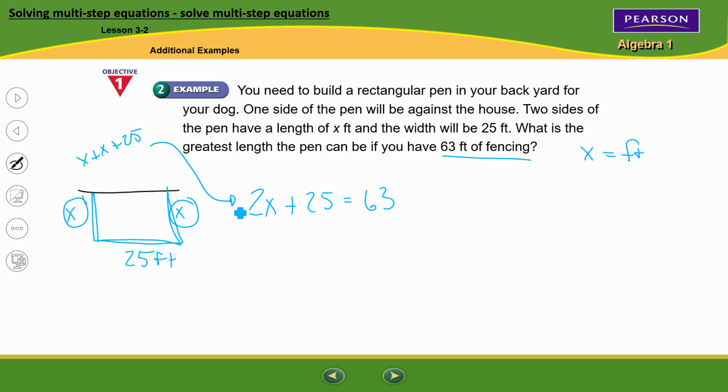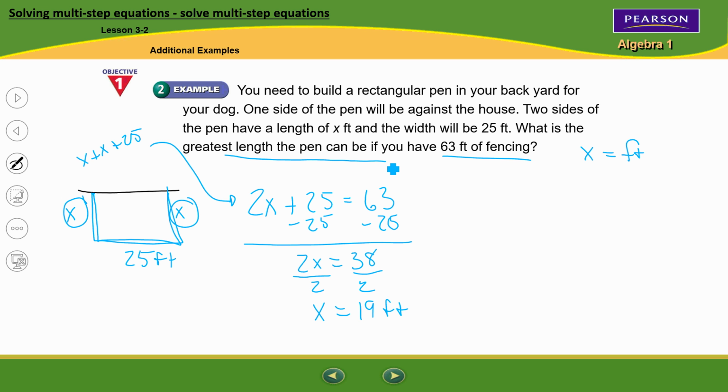So we know how to solve this, hopefully, but if you do not, that's all right. We're going to provide plenty of opportunities to go over this, and all you got to do is reach out, y'all. So we're going to take away 25, because that's the opposite of adding 25. 2x equals, what's that, 38? 2 times x, opposite is divide. Divide by 2, divide by 2. X equals 19. 19 what? 19 feet, which is the greatest length the pen can be. So these two sides are 19. Quick check, 19 plus 19 plus 25.